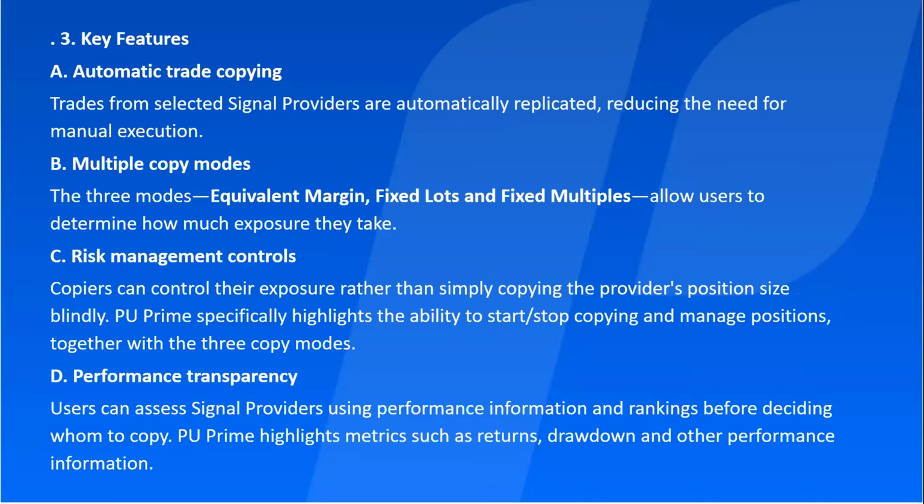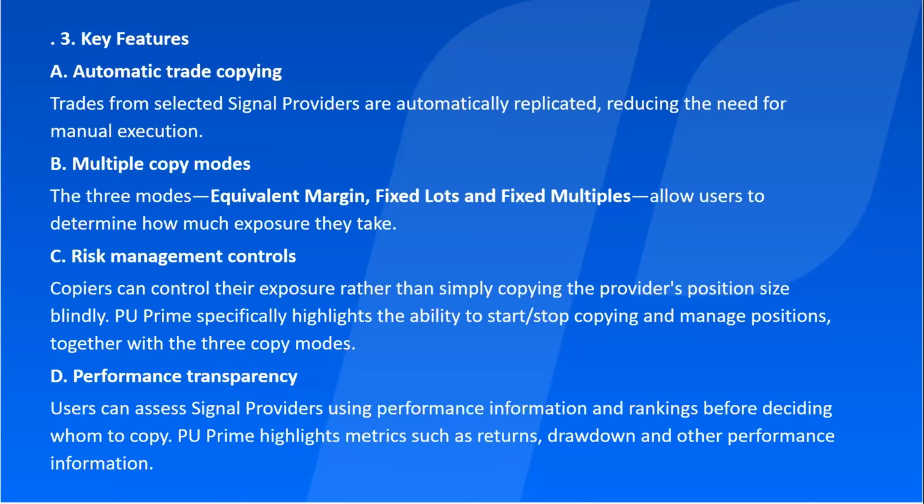Copiers can control the exposure rather than simply copying the provider's position size blindly. This is where fixed loss comes in. You can say, irrespective of what I'm seeing, my fixed loss is this. This is what I want for my fixed lot. You can choose your risk. You can't say, because I'm copying this signal provider, anything that happens on the signal provider account happens to me. That is not the case. The case is you can control your risk. That is what it means here.